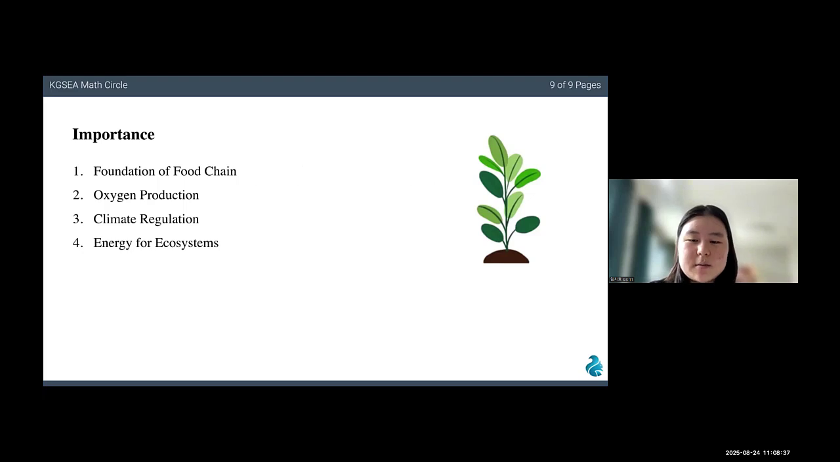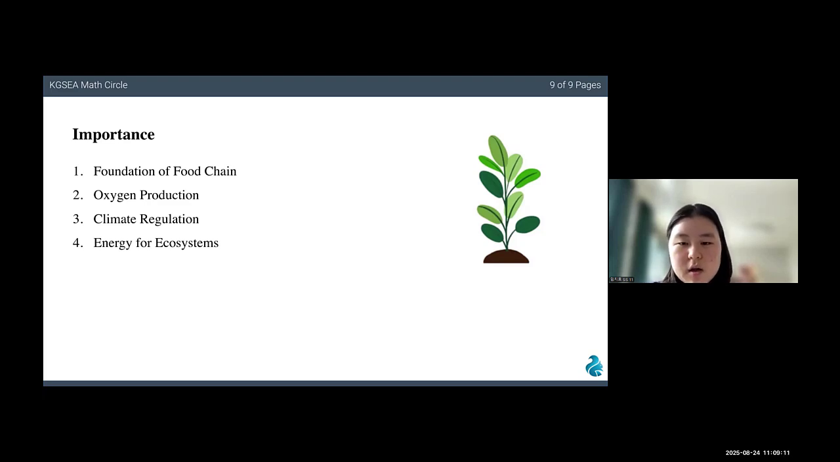Finally, let's discuss the importance of photosynthesis. First, foundation of the food chain. Plants are the producers that provide energy for all other living organisms. Next, oxygen production. Photosynthesis releases the oxygen we need for respiration. Third is climate regulation, which is plants absorb carbon dioxide, helping to balance our atmosphere and slow global warming. Lastly, energy for ecosystems. All the energy in food webs originates from photosynthesis.